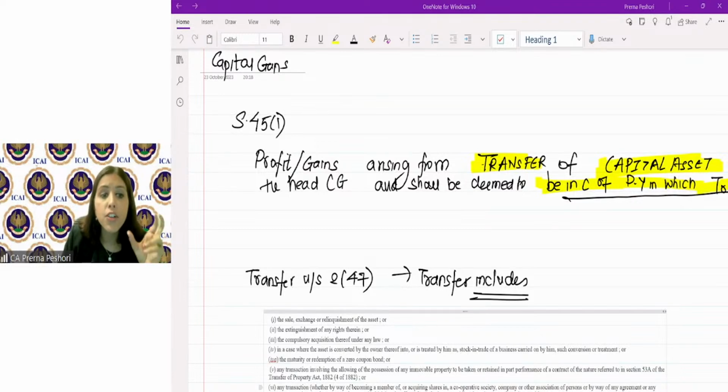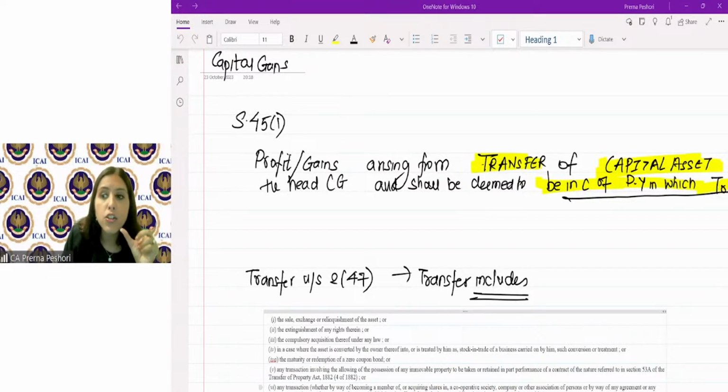Now, in this case, if the assets are acquired prior to 31st January 2018, then the cost of acquisition will be as per section 55, which will be the higher of cost of acquisition or the lower of sale consideration and the FMV as on 31st January 18. And in case the assets are acquired post 1st February 18, then you will take the cost of acquisition. We saw how it is to be done for even the rights share and the bonus issue as well.